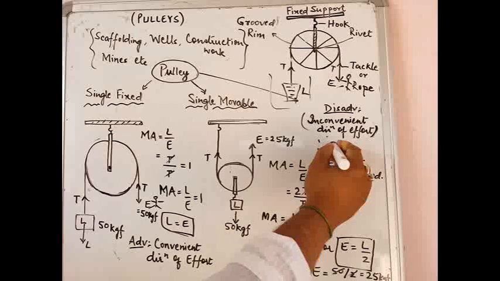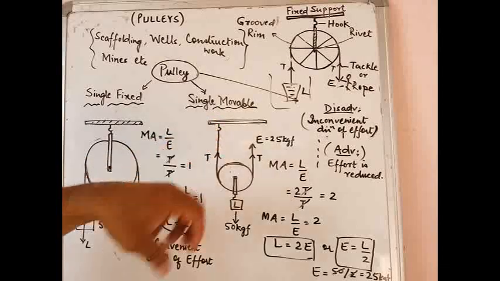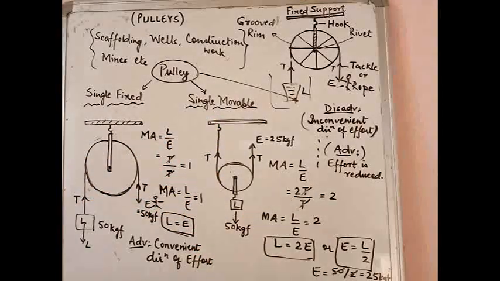So till now we have understood that there are different roles that single fixed pulley and single movable pulleys play. A single movable pulley actually reduces our effort and makes our work easier, but in what way? It reduces the effort to half.